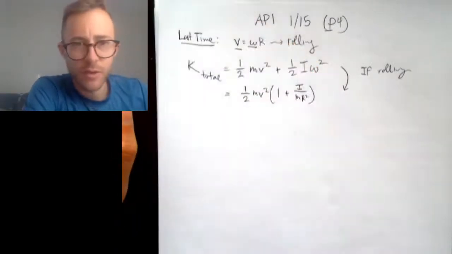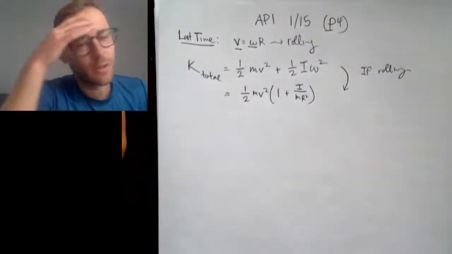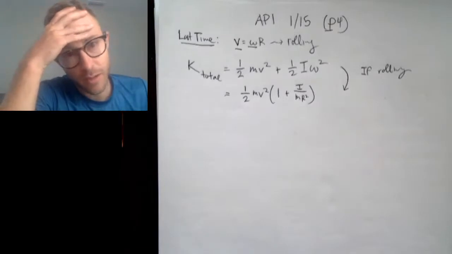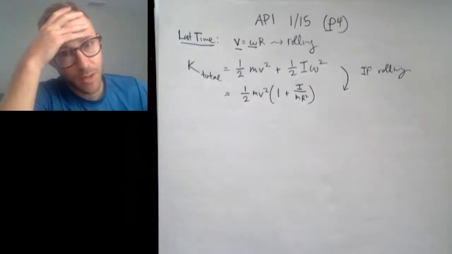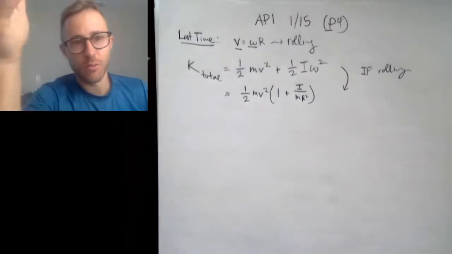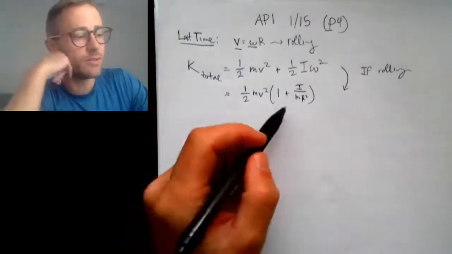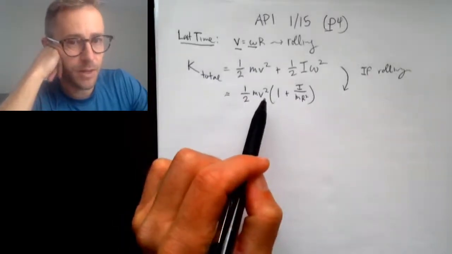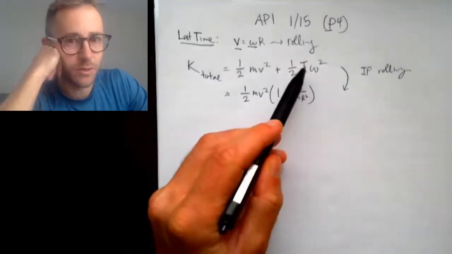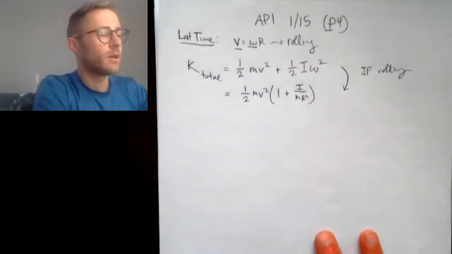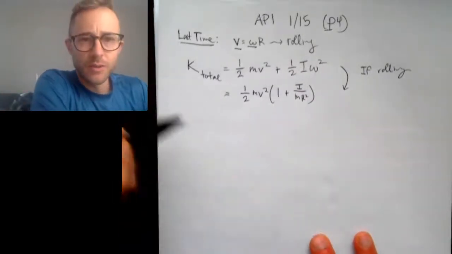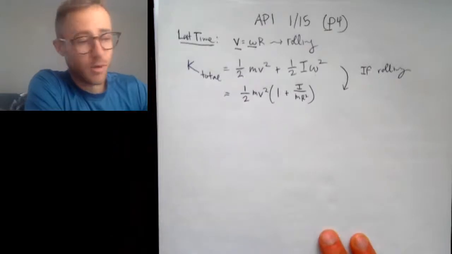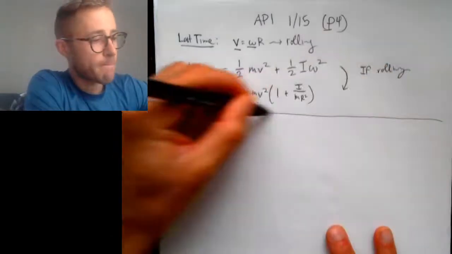During office hours, I think on Tuesday, I had a couple of questions about one of the quizzes where the object was not rolling. They were trying to use this equation, but the object was not rolling. So if it's not rolling, you have to use the top equation. Then we applied this to conservation of energy problems. All right.